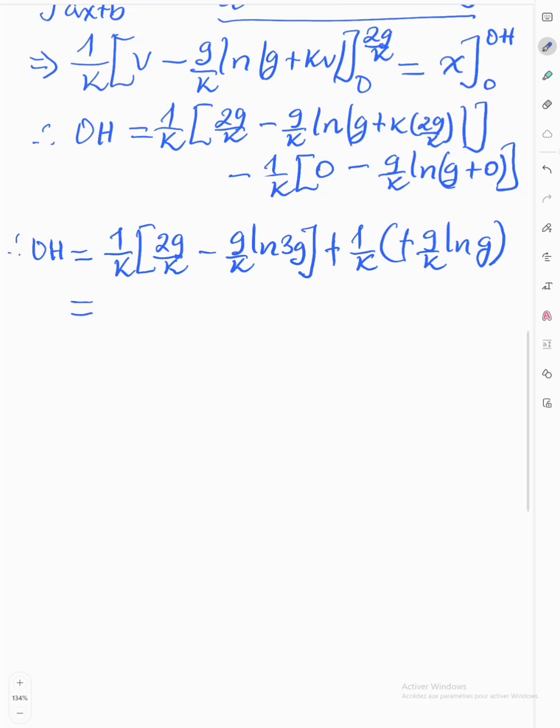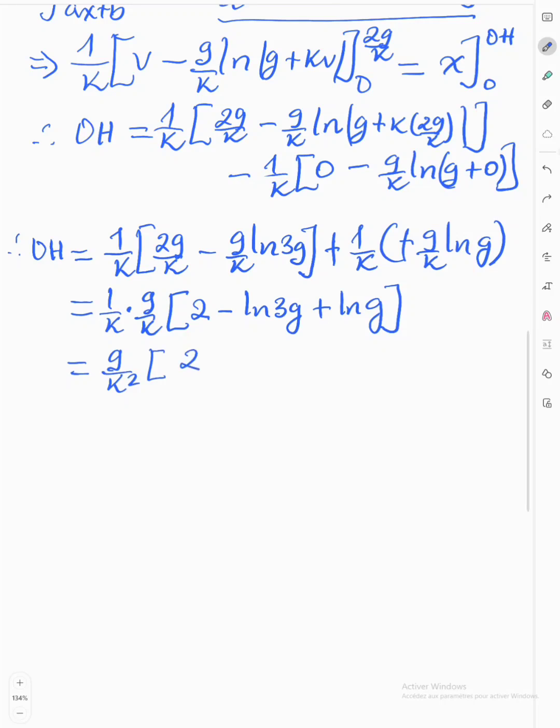Then in all the terms in the brackets, there is g over k that is common. So I have 1 over k into g over k, and then we divide every term in the brackets by g over k. So we get 2 minus ln of 3g, and then plus ln of g, as we have factorized g over k from all the terms. Then we have g all over k squared into 2. Here we have ln of g minus ln of 3g. So we can write it as plus ln of g minus ln of 3g.